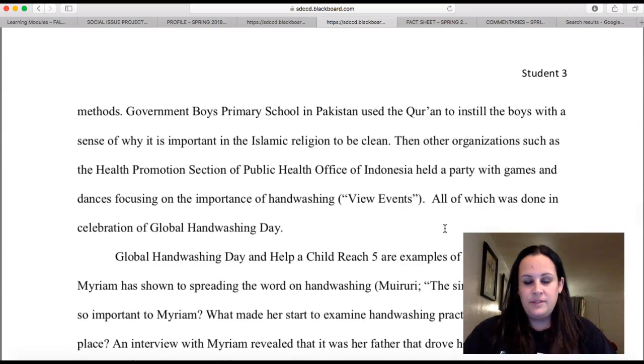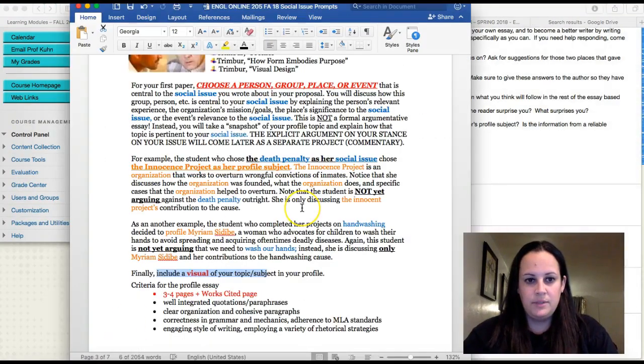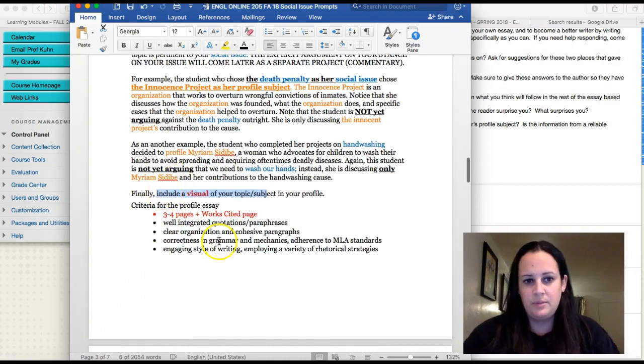So both of these students are not arguing for their social issue. They've chosen something central to their social issue, and that's exclusively what they're talking about. So that is your profile. Let's go back to our prompts. So you can see the due dates at the top. This one is 3 to 4 pages with the works cited, okay?